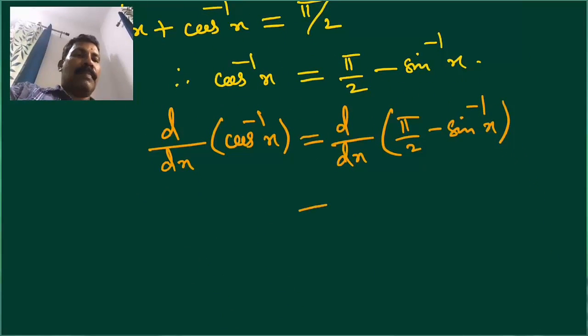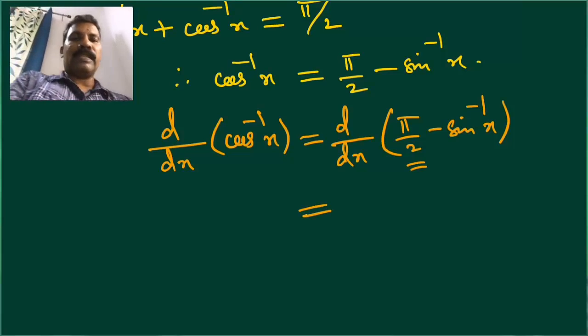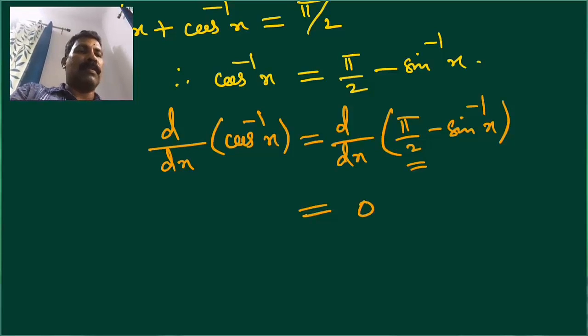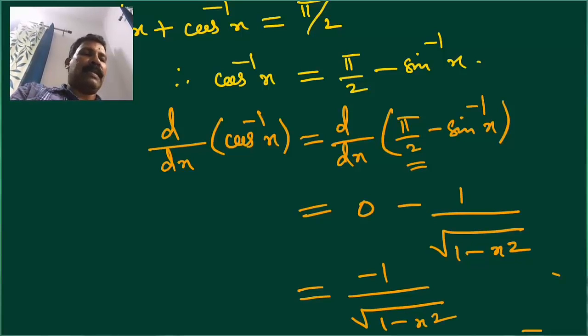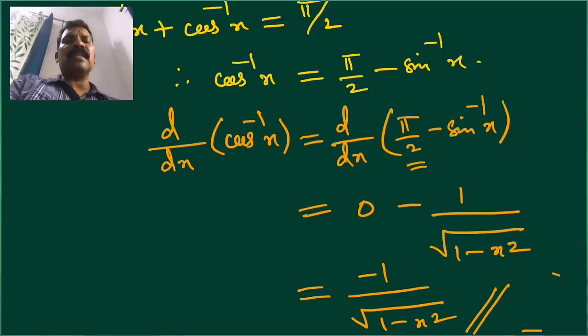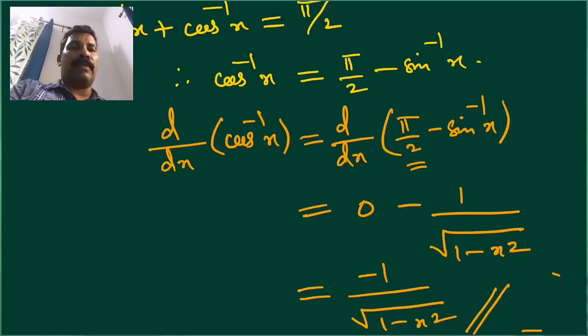So the right hand side we can simplify. What is the derivative of pi by 2? Pi by 2 being a constant, the derivative will be 0, then again negative as it is, then the derivative of sin inverse x, we know already, that is 1 by square root of 1 minus x squared. The answer will be negative 1 by square root of 1 minus x squared again. This is an aliter, or another method, for finding it.